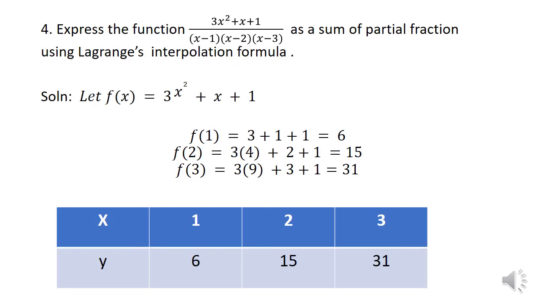And the last question, express the function 3x square plus x plus 1 whole divided by x minus 1 into x minus 2 into x minus 3 as a sum of partial fractions using Lagrange's interpolation formula. Similar to the last problem, take the numerator as f of x, substitute the factor values 1, 2 and 3. We get f of x0 is 6, f of x1 is 15 and f of x2 is 31.